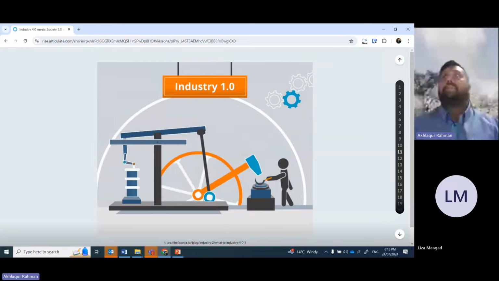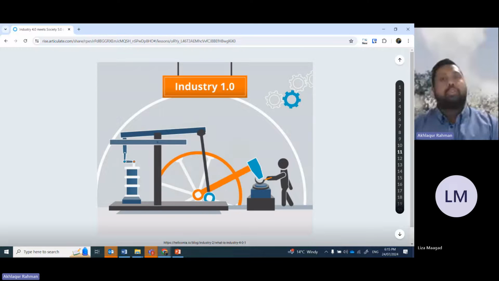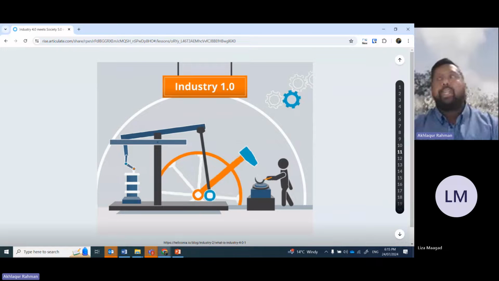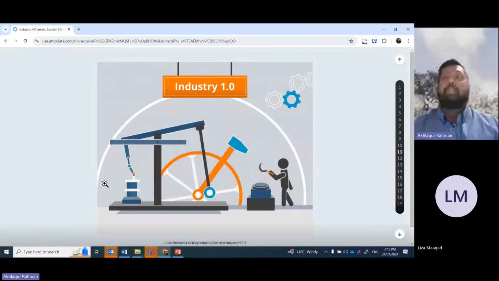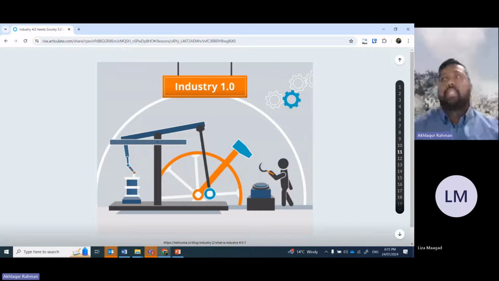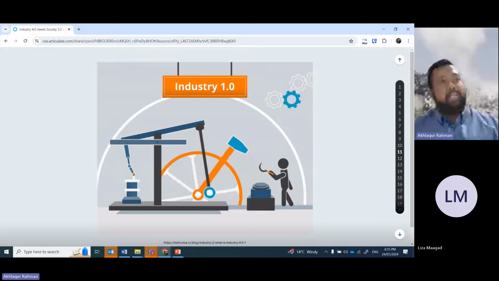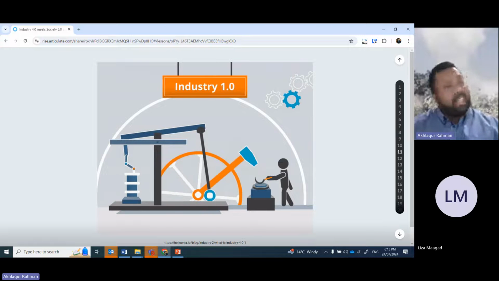So Industry 1.0. You'll be surprised to know that the first industrial revolution was more than 200 years back, close to 250 years. And this was actually powered by two things, steam and water. Well, you can think of it as one thing, steam and water, and how manufacturing processes were inspired by that. A lot of people call it mechanization.